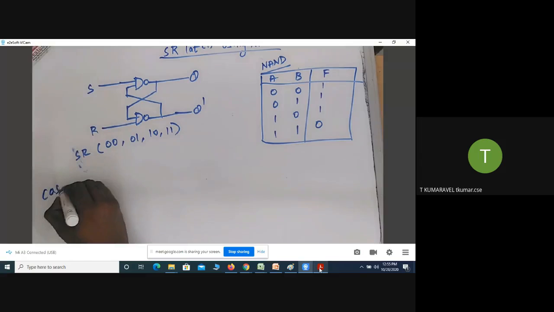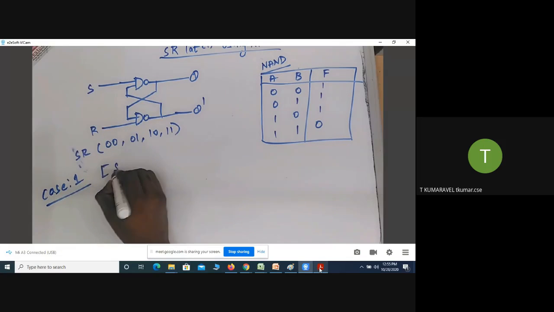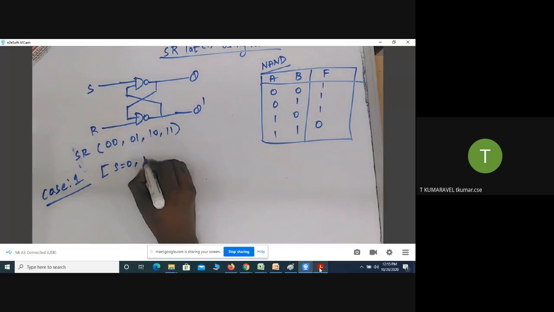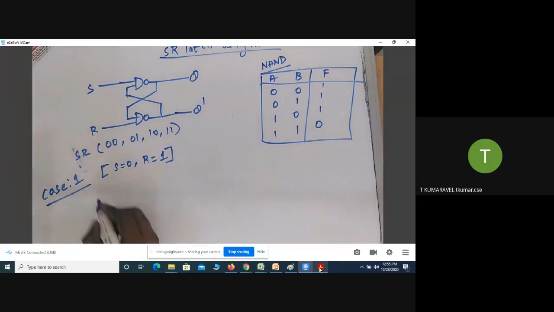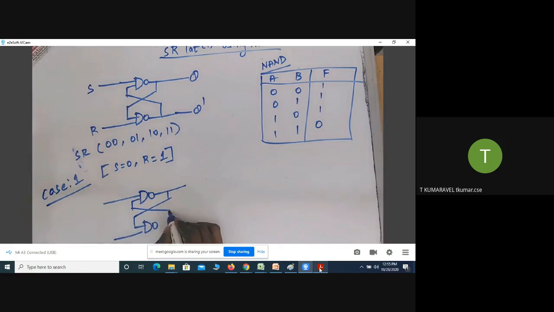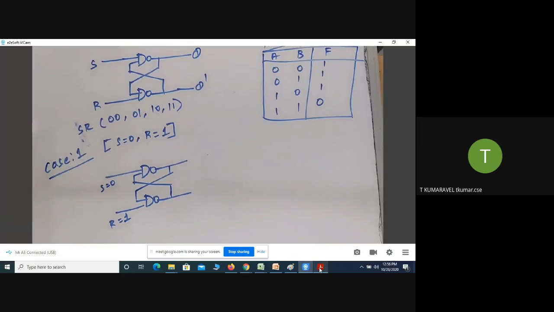I'm going to take each input combination and check the behavior of that circuit. What is the behavior of that circuit? My initial input is 0, 1. So S equal to 0 and R equal to 1. Now I'm going to check the behavior of the circuit.